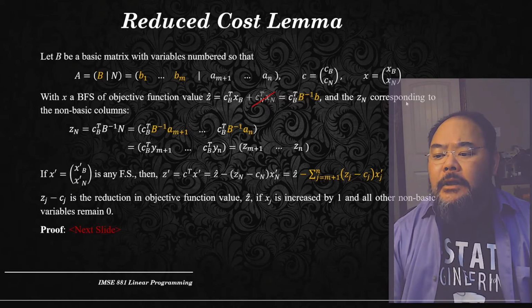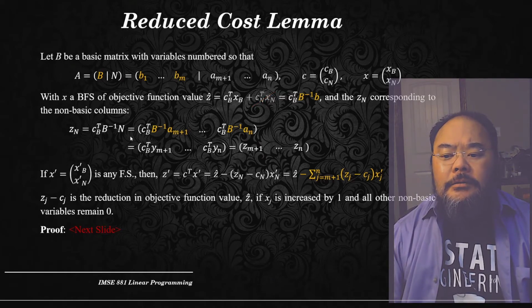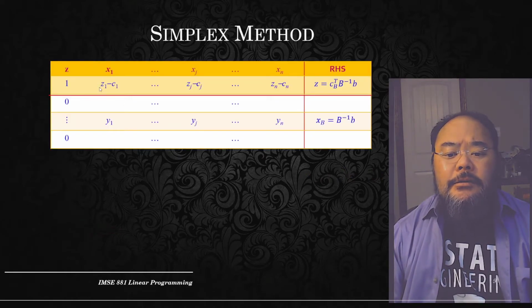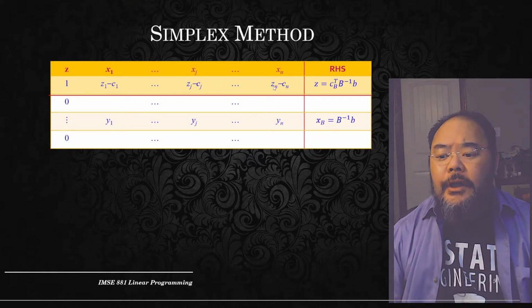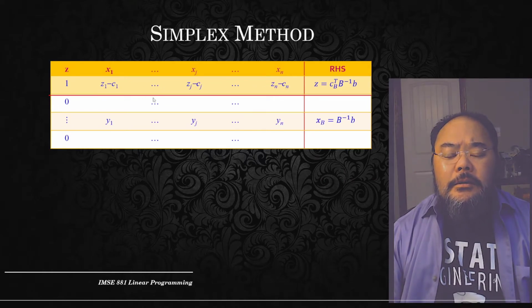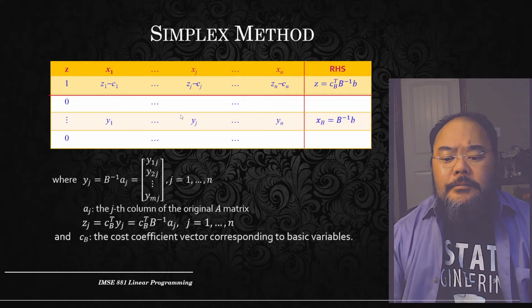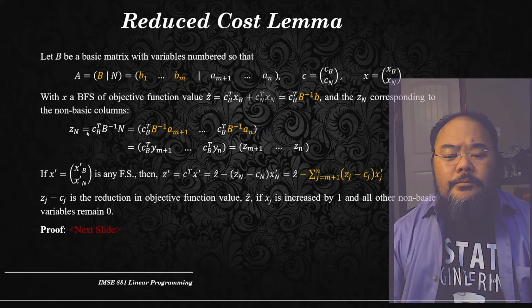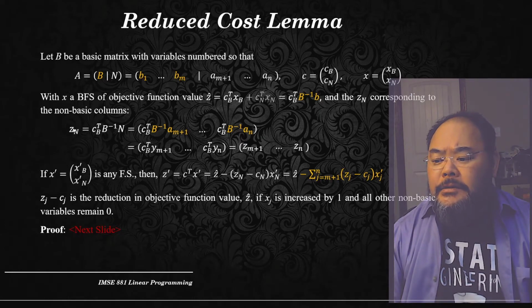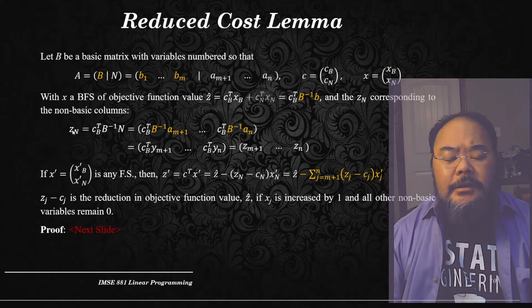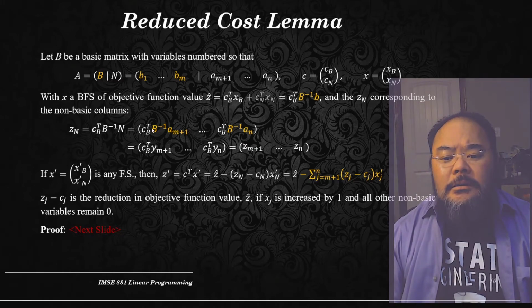Look at the Zn corresponding to the non-basic column. Zn is the Z corresponding to the non-basic column, and it actually equals CB transpose times B inverse times N, and basically these columns are involved.